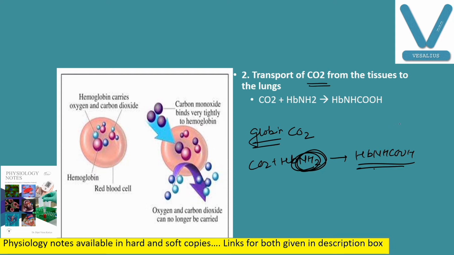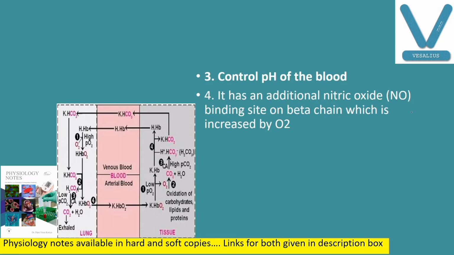So this is why venous blood becomes more suitable for the transport of carbon dioxide than the arterial blood. Okay. Then third function of hemoglobin, that is it controls pH of the blood. Hemoglobin has 6 times buffering capacity than plasma. So hemoglobin binds with the H plus ion and it forms HHb.